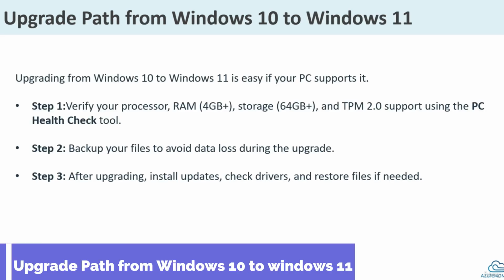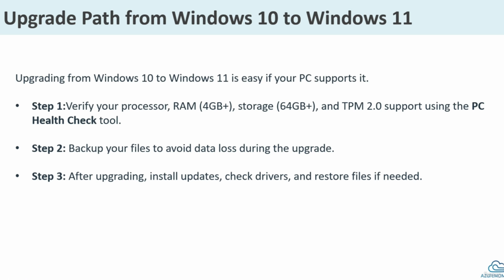Now, the upgrade part from Windows 10 to Windows 11. There are several steps involved to upgrade from Windows 10 to Windows 11, which is quite easy to do. Number one, first check if your computer can run Windows 11 using the Microsoft PC Health Check tool. It will tell you if your processor, RAM at least 4 GB, storage at least 64 GB, and security chip that should be TPM 2.0 meet the requirements.